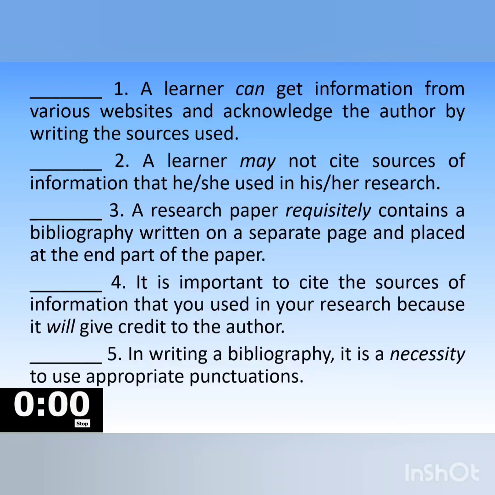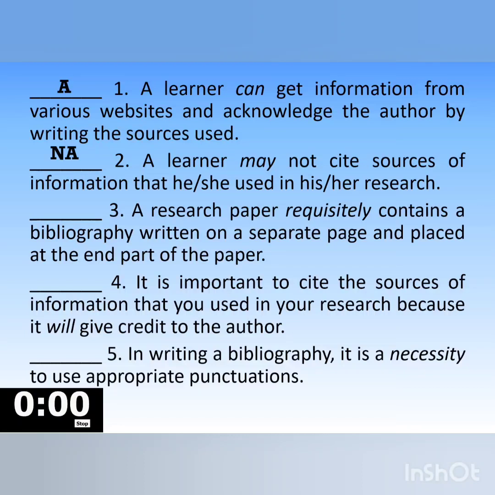Time is up. Let's see if your answers are all correct. For number 1, the correct answer is letter A, acceptable. A learner can get information from various websites and acknowledge the author by writing the sources used. Let's proceed to number 2. The correct answer is NA, not acceptable. A learner may not cite sources of information that he or she used in his or her research.